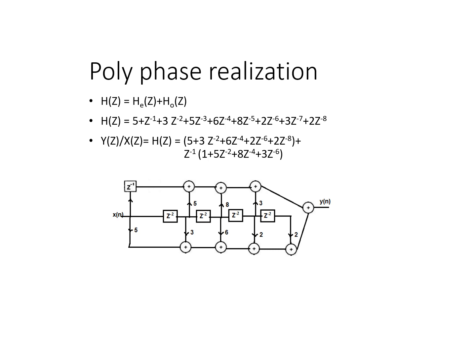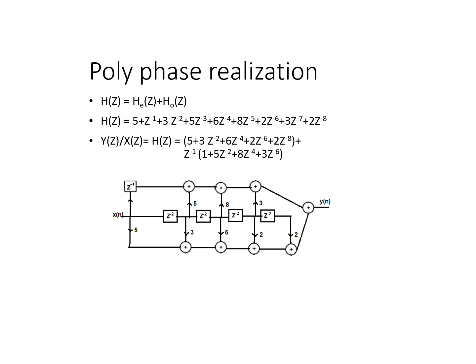So first input x of n is given here. The first term is 5. Then here 5 is added with 3 z power minus 2. So at this point I will get z power minus 2 x of n, then multiplied by a factor 3. Then next one more z power minus 2 delay, then I will get z power minus 4. So the coefficient of z power minus 4 is 6, multiplied here. Again z power minus 6, the coefficient is 2, multiplied here. Then z power minus 8, the coefficient is 2, multiplied here. So this is the realization of the first term he of z.